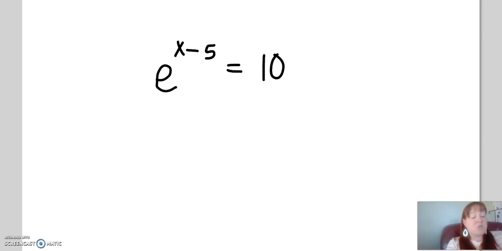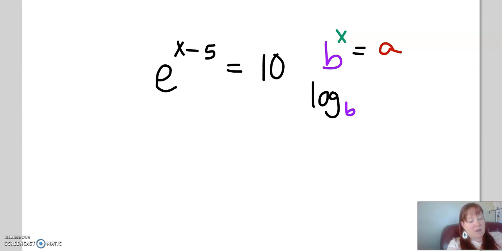We have this exponential function that has an x in the exponent, and we don't know how to get the exponent down. So the easiest way to do this is just to switch this into log form, because if you remember, exponential form goes like this: base to an exponent equals an argument, and then log form says log base b of the argument equals the exponent.